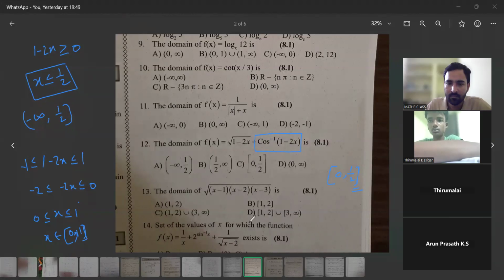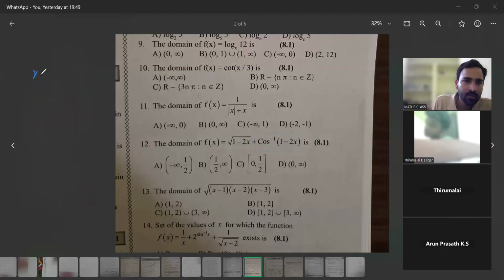Question 13, option D. See, 13 is also based on inequality. x minus 1, x minus 2, x minus 3 should be greater than or equal to 0. So just draw a number line, draw all the roots on the number line, then take plus minus signs. All positive sign regions will be the solution. Then only the root will be defined.